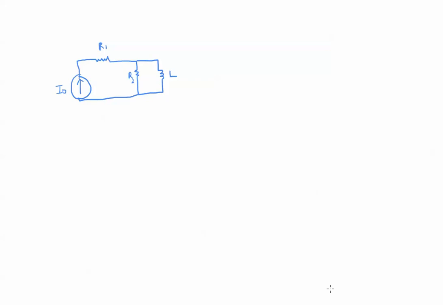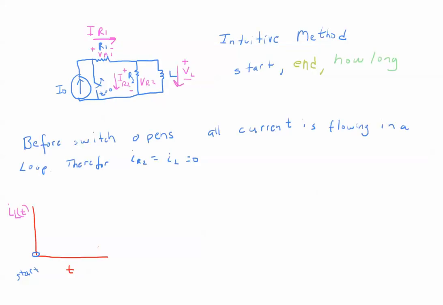So I'd like to solve this inductor transient problem where we have a switch that's shorted and opens at time equals 0. First I'll solve it with what I would hope would be an intuitive method, where we really just look at where it should start, where it should end, and find out how long. Then we can do a more formal solution with Laplace.